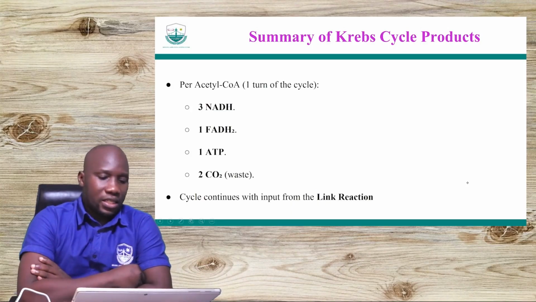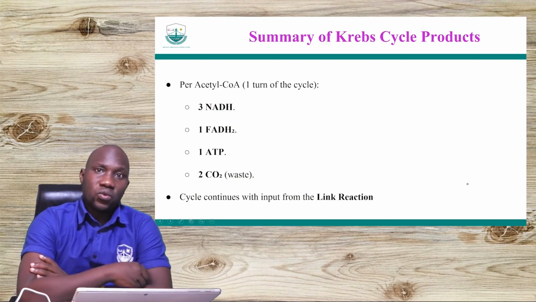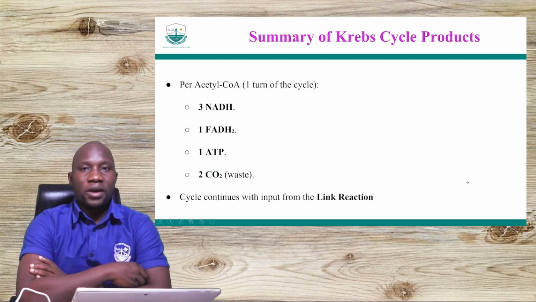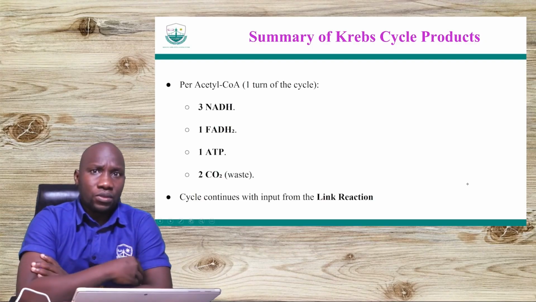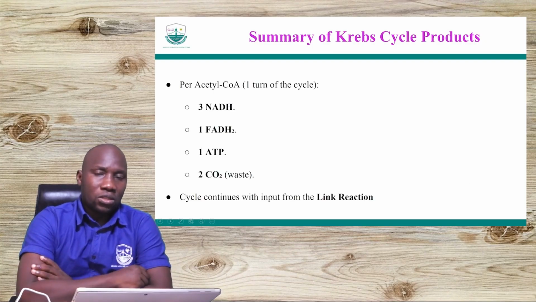So what does this really mean? It means that the Krebs cycle, yes, generates energy. That's 1. 2 is that we get reduced coenzymes that will later on be used in the electron transport chain.